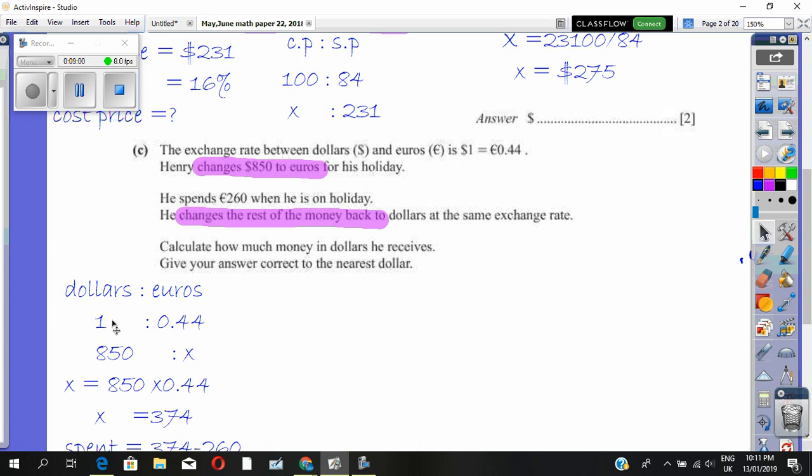With the help of cross multiplication, 1 times x gives us x, and then when we multiply 850 times 0.44, we get x equals 374 euros. This amount is in euros.